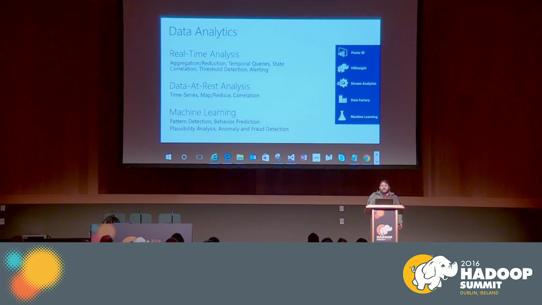Again, when you look at data analytics, you're looking at a few tools over here. The real-time analysis piece, the data at rest analysis, as well as the immense amount of machine learning that plays a role with IoT solutions, be it pattern detection or behavior predictions or plausibility analysis or even anomaly or fraud detections within the environments as the data comes in. Now, I've talked about a solution all this while. Let's talk about an environment that can actually bring about all of those tools together and make it easier.